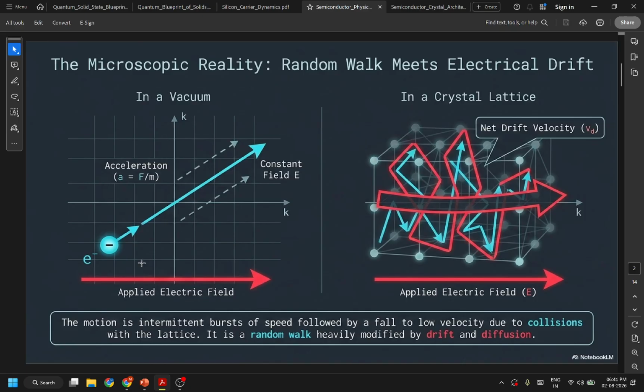And so in vacuum, we just studied, the electron moves constantly, continuously accelerates, whereas in a crystal structure, it moves by scattering, resulting in a drift velocity. So the motion is an imminent burst of speed followed by a fall to low energy due to collisions with the lattice. It is a random walk heavily modified by drift and diffusion.